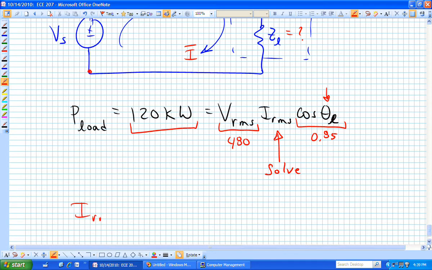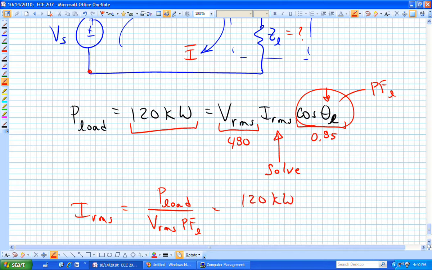Meaning I now know IRMS is going to be P load divided by VRMS times the power factor of the load, which is what this is. I now have 120 kilowatts over 480 over 0.85 to give me a current. Hopefully Goldilocks is not close to that transmission line, because that's 294 amps.